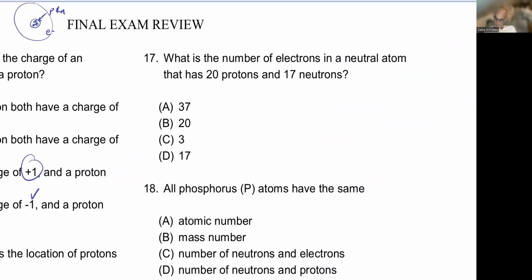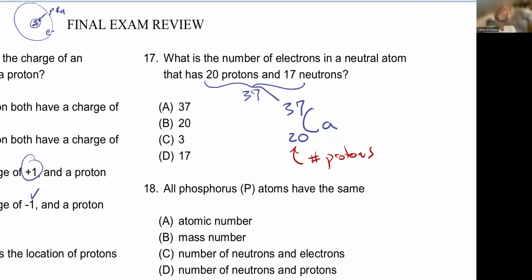What is the number of electrons in a neutral atom that has 20 protons and 17 neutrons? Okay, so let's just name this whole thing here. If we look at the periodic table, 20 protons, element 20 is calcium. So that is where we're going to see the number of protons. The number of neutrons is 17. If I add these two things together, I have a mass of 37. That right there is the combination of neutrons and protons. So the mass is both of those.